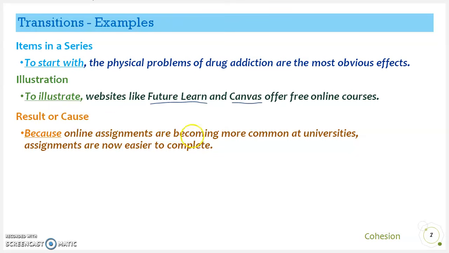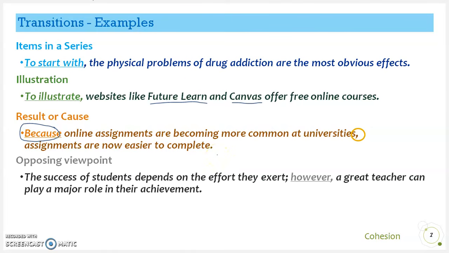Because online assignments are becoming more common at universities, assignments are now easier to complete. We started with the subordinating conjunction because, therefore notice the comma in the middle of the sentence. Here we have the cause and then we have the effect. Opposing viewpoint: the success of students depends on the effort they exert. However, a great teacher can play a major role in their achievement. Here we have different ideas that success is not only about the students, the teacher can play a role as well.